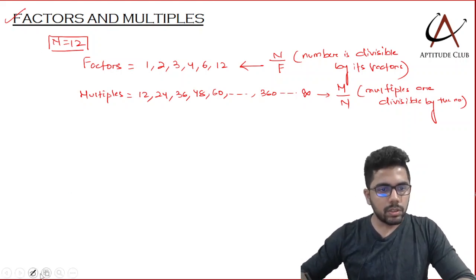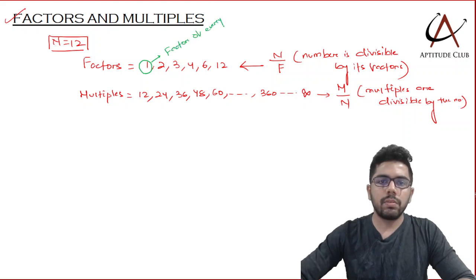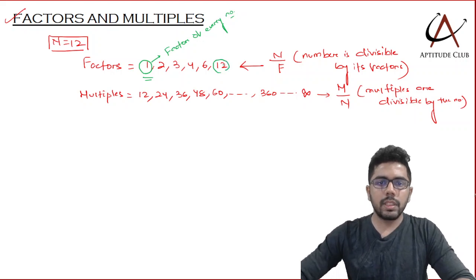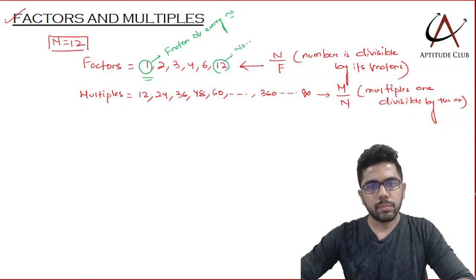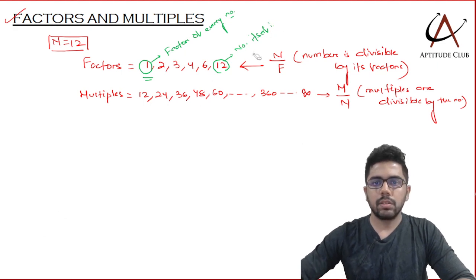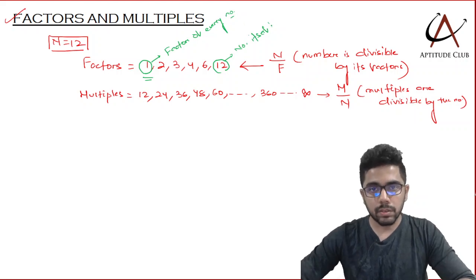Now I can observe one small thing here: 1 is a factor of every number. You pick any number, 1 will definitely be its factor. And I can call it the smallest possible factor of any number. And the number itself is the largest factor. 1 is the smallest factor of any number, and the number itself is its largest factor.